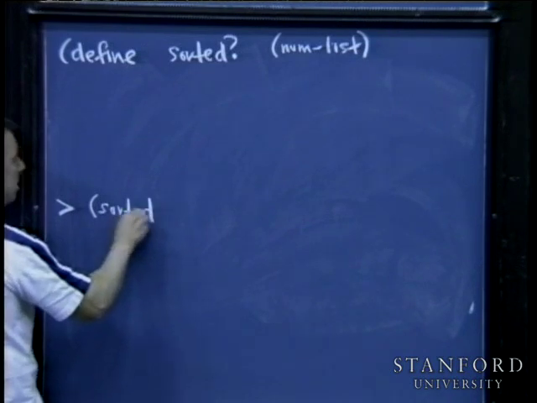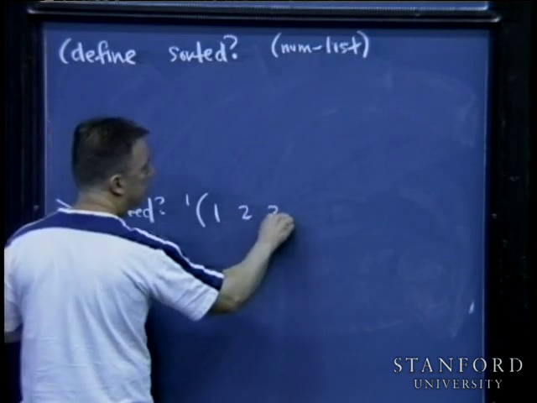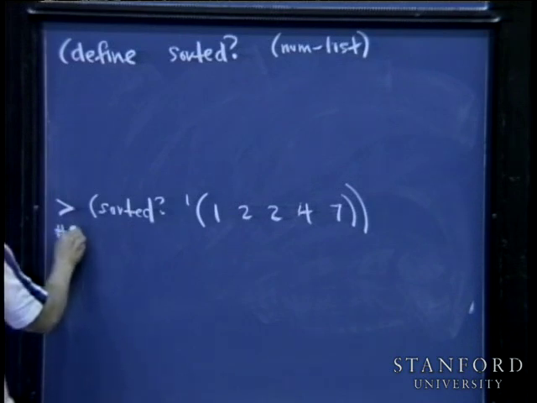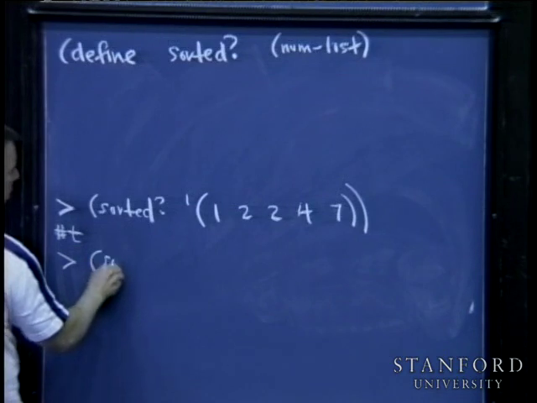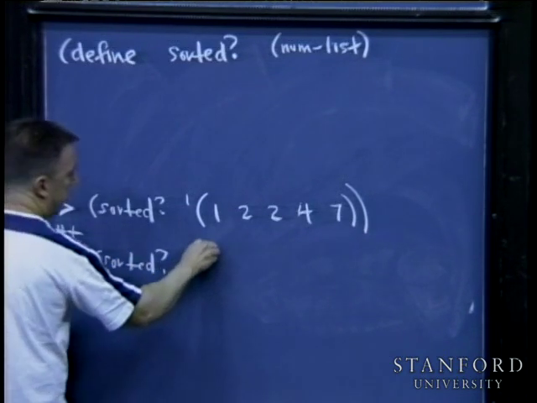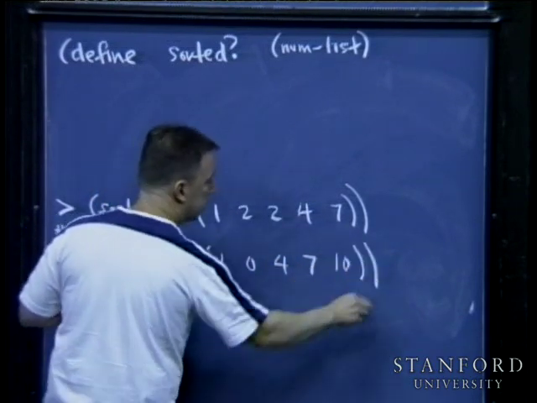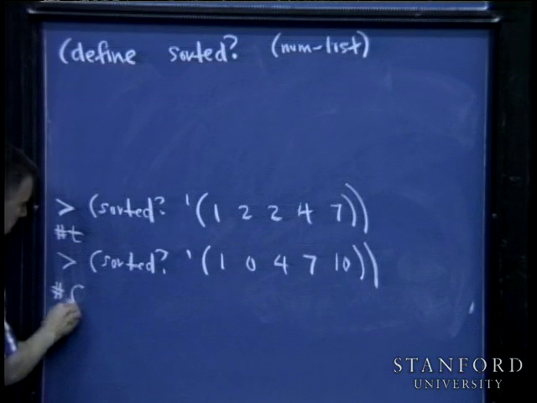Sorted. Sorted of something like 1, 2, 2, 4, 7 should return true, or something equivalent to true. Okay, and if I try to walk the system and do something like this, certainly it's close to sorted by some informal definition of close, but because it dips once, it's technically not sorted the way I want it to be. Okay? So this would come back with a false.